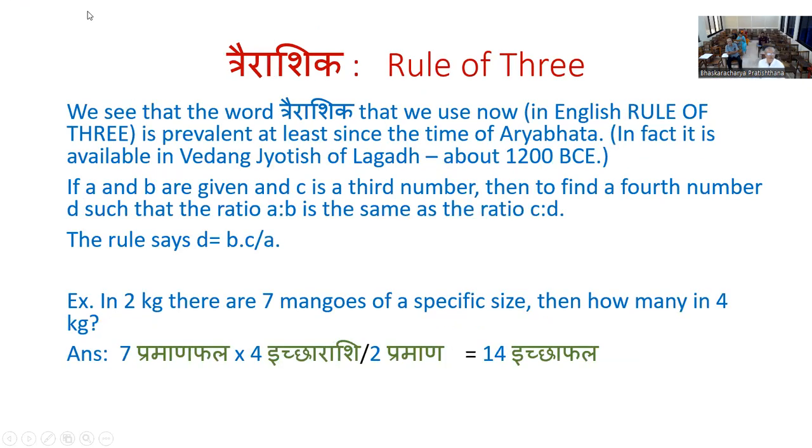So we see that this word Trairashika that we use now, rule of 3, is prevalent at least since the time of Aryabhata. In fact, it is available in Vedanga Jyotisha of Lagadha. So if A and B are given and C is a third number, then to find a fourth number D such that the ratio A is to B is the same as the ratio C is to D, the rule says D is equal to B into C upon A.